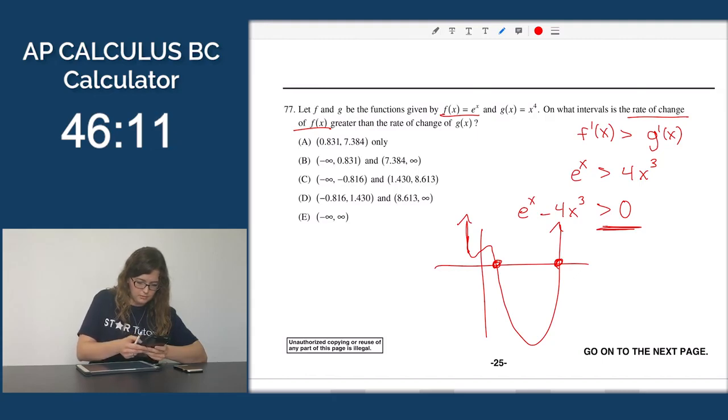my gosh, I keep pushing the wrong button. This is a struggle. Lower bound.